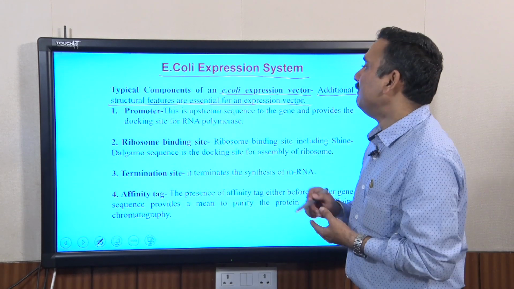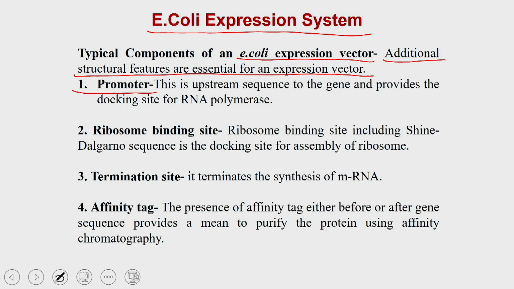What are these features? The first and the most important feature is a promoter. The promoter is an upstream sequence to the gene, and it provides the docking site for the RNA polymerase. Just now, when we were discussing the protein production machinery, we discussed the promoter where the RNA polymerase goes and binds, and then it starts the transcription of the messenger RNA.